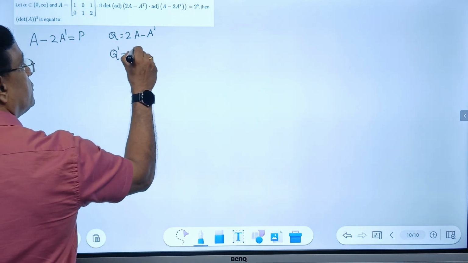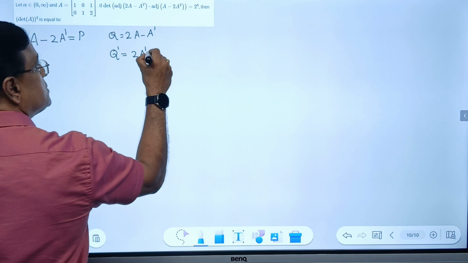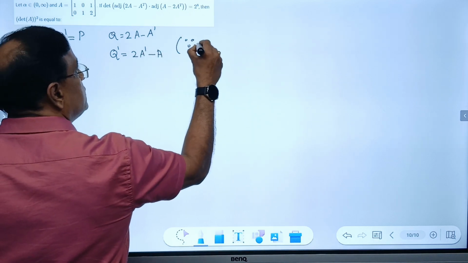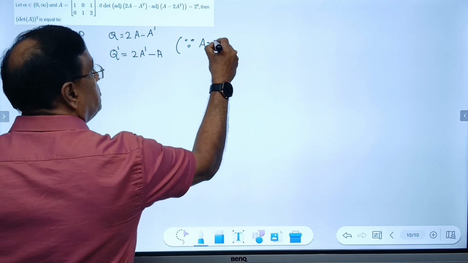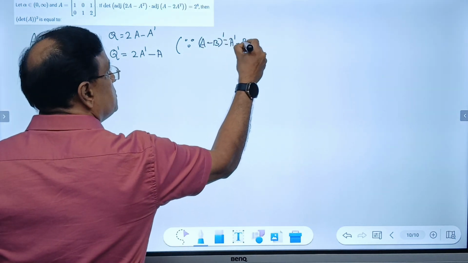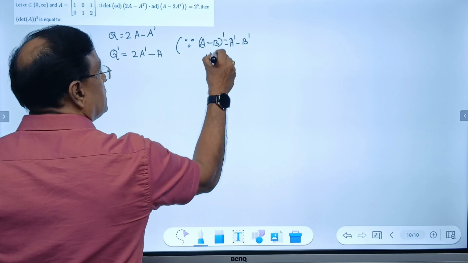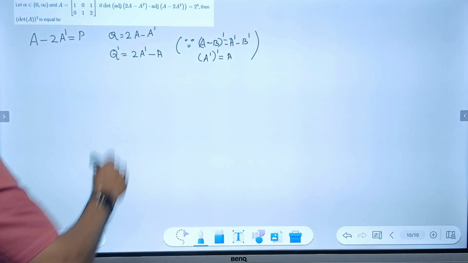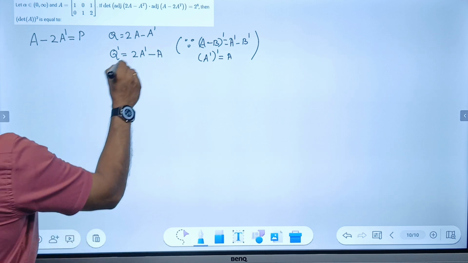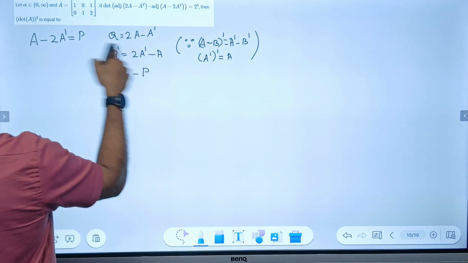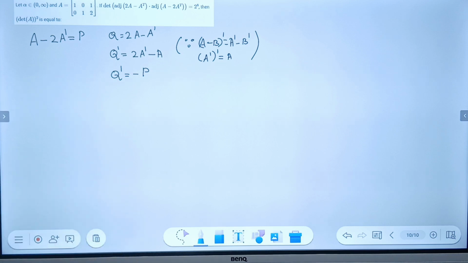Q transpose is 2A transpose minus A. So how did I get this? I made use of two results here. That is, (A minus B) transpose is A transpose minus B transpose, and I also use the fact that (A transpose) transpose is A. So using that, I get this result. Now if you notice this carefully, this is nothing but minus P. Correct? It's nothing but minus P.